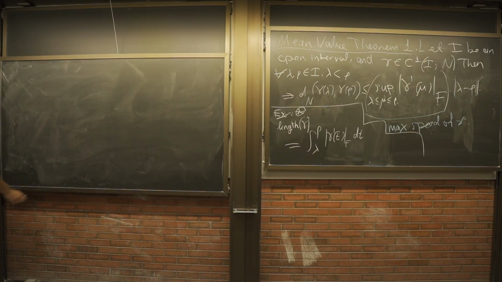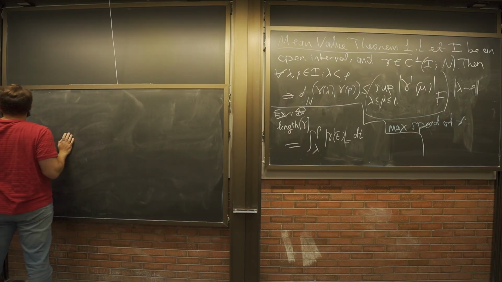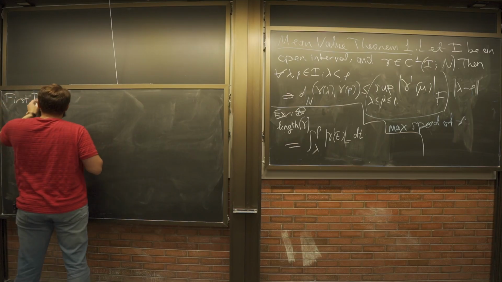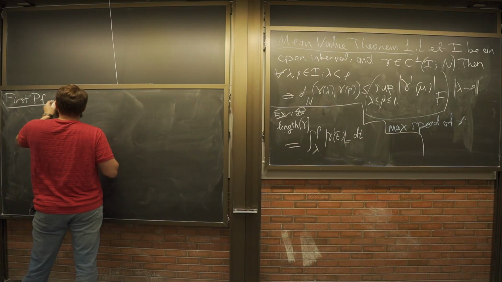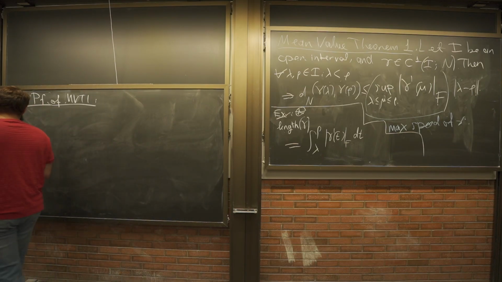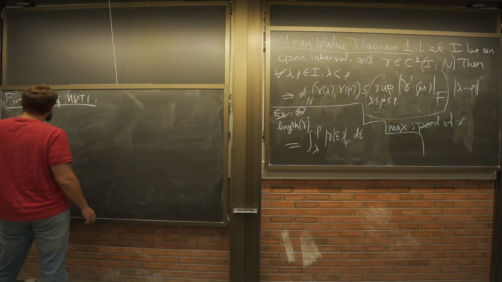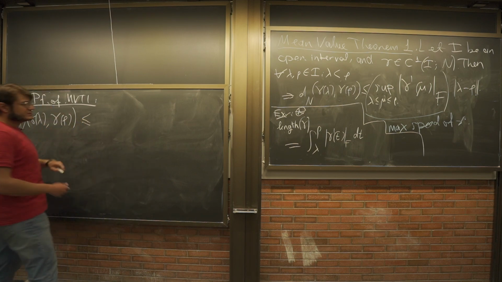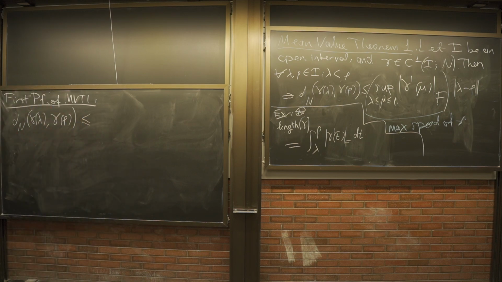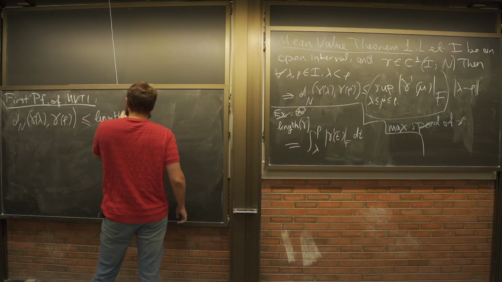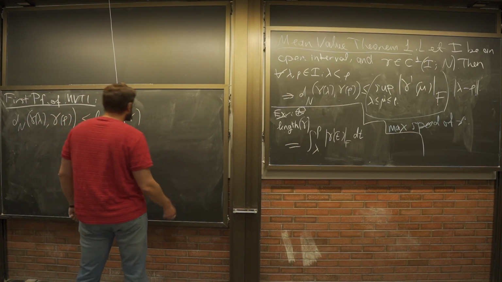So first proof. Proof of mean value theorem 1. Well, this left-hand side is by definition dominated by the length of gamma, which by the exercise is the same thing as the integral of the speed.